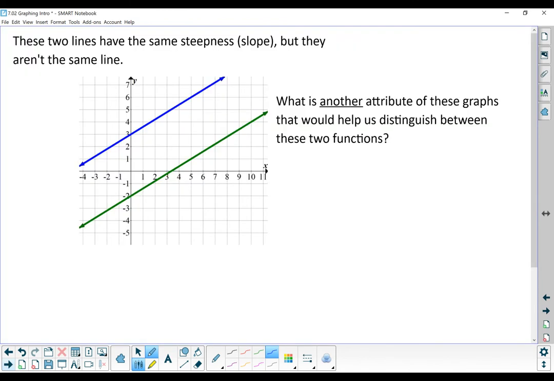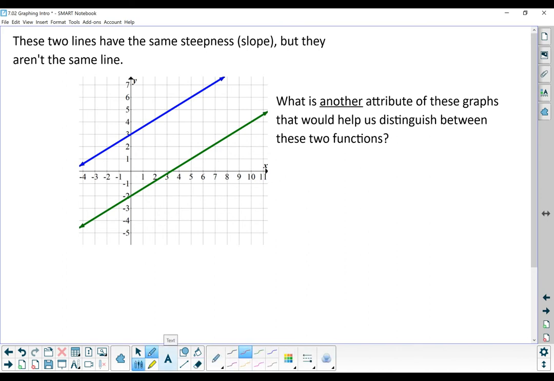So these two lines have the same steepness. They have the same slope. If we counted it off, it would be, let's see if I can find a nice point, up 3 over 5, up 3 over 5. Same thing here. If I can find a nice one, up 3 over 5. So they have exactly the same slope, but they're obviously not the same line.